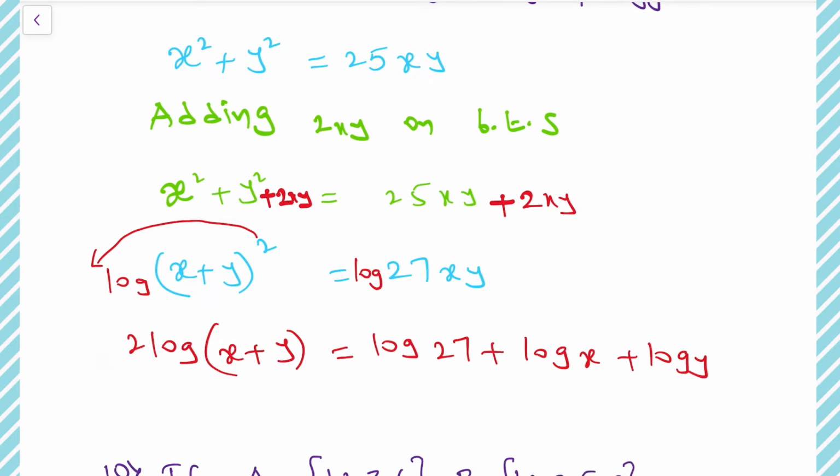Next, can we still simplify anything else? Yes, of course. 27 can be written as 3 power 3. So this 27 I am replacing with 3 power 3. Next, this power will go to the front as usual because that is the main number. So we will get finally 3 times log 3 plus log x plus log y. This is exactly equal to 2 log of x plus y, hence proved.